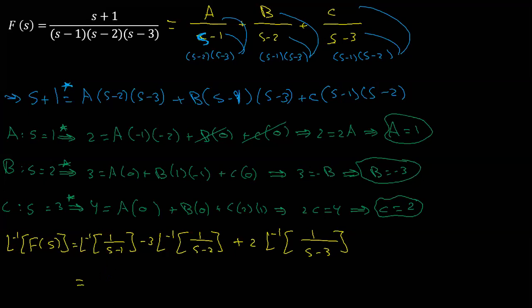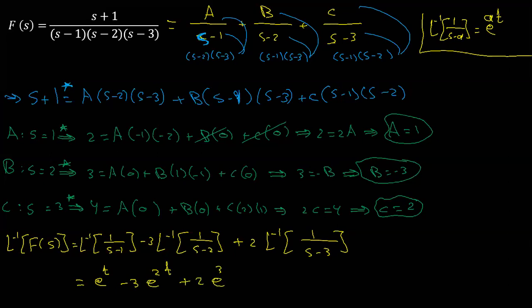The rule of 1 over s minus a. Great. Let me write here the rule. Some students suggest, Professor, I can use the following rule. Laplace inverse of 1 over s minus a is given to be what? e to the power of at. Yes, I can use this one. So here it is e to the t minus 3 e to the 2t plus 2 e to the 3t, using this rule. What do you think?